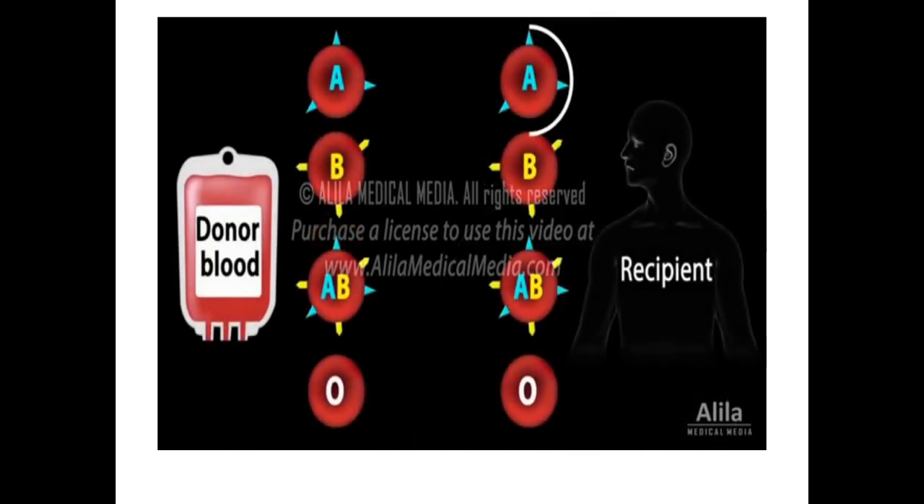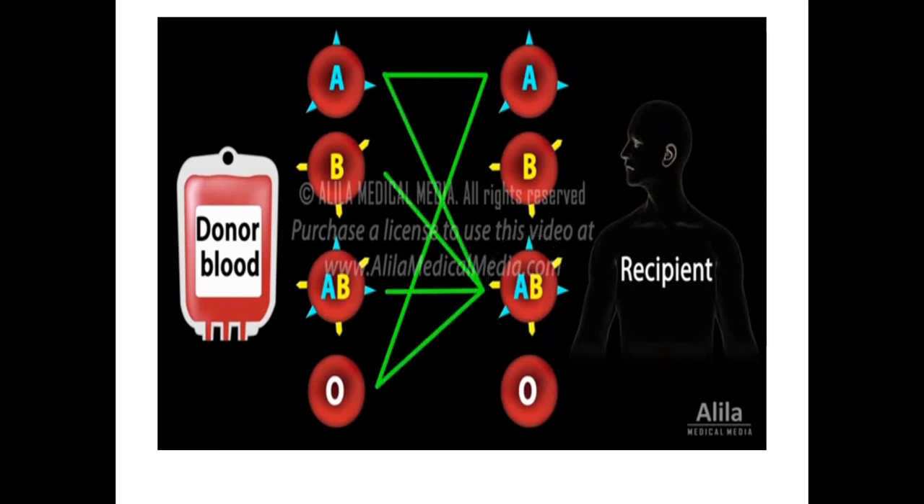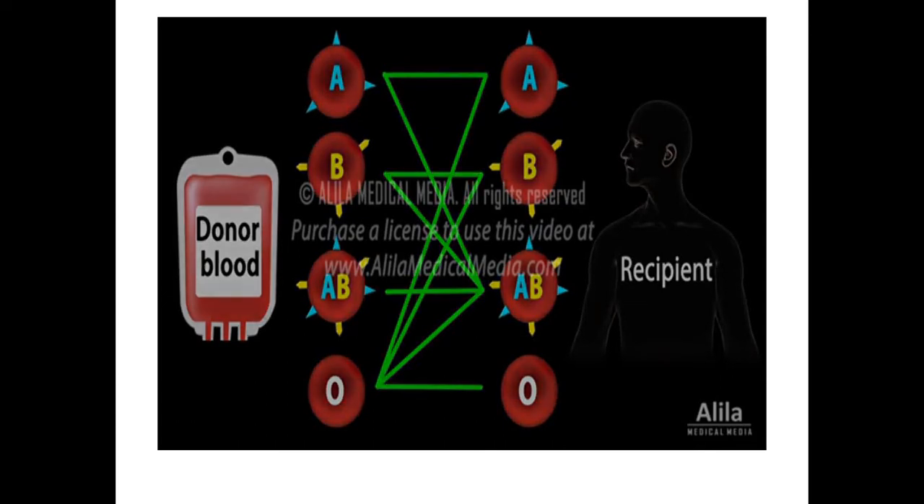Applying the rule, a type A patient who is negative for B antigen can only receive blood from type A and type O donors whose blood does not contain B antigen. A type AB patient having both antigens can receive blood from anyone, while a type O person being negative for both A and B can only receive from type O donors, but can give blood to anyone.